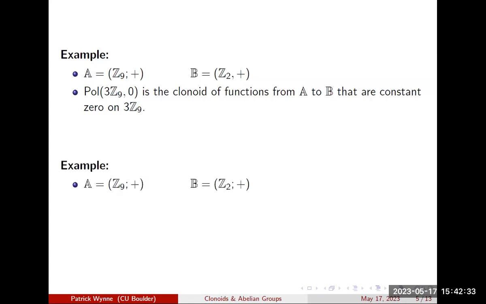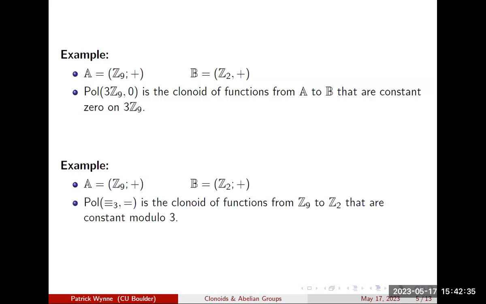Another example, the same A and B. If we take the first relation to be equivalence modulo 3, thinking of that as a binary relation, and the second relation to be the equality relation, then the set of polymorphisms of these two relations is all the functions that are constant modulo 3.